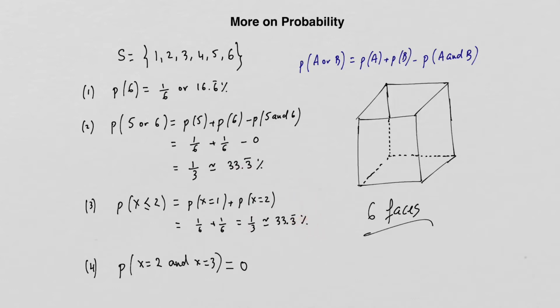Okay, the last one, maybe I should have put it before this one. What's the probability of getting a 2 and a 3 at the same time? Well, that's impossible, because 2 and 3, they look like this.